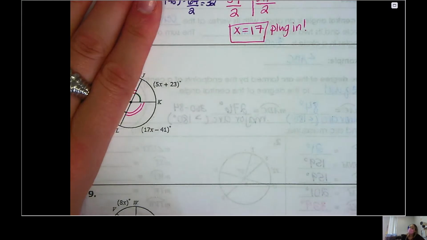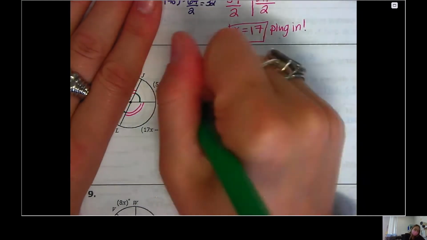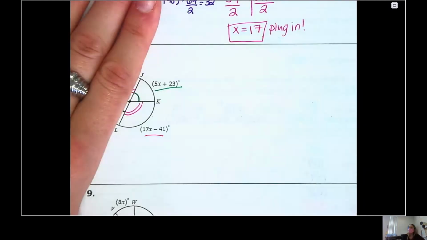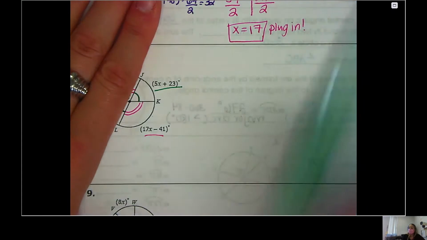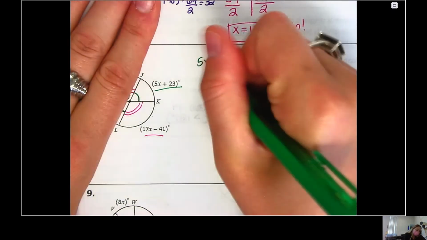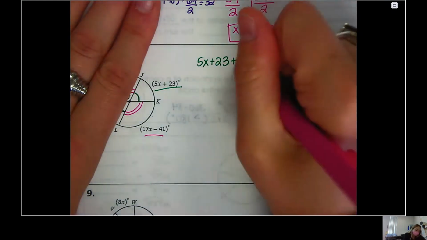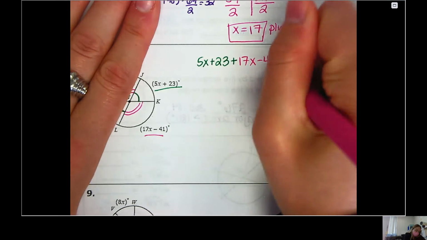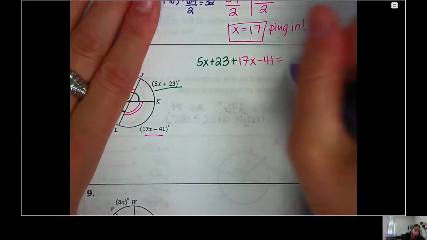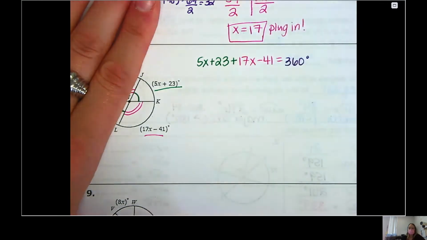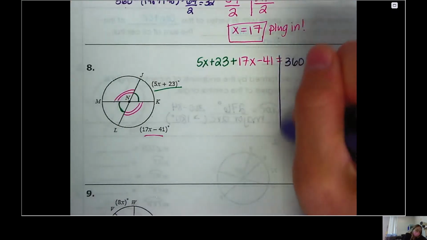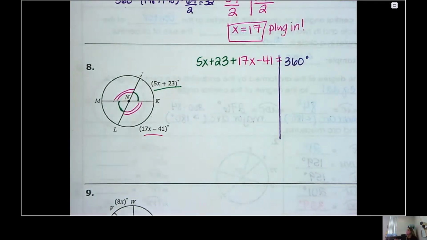It equals 180 because this right here is the diameter. So I want to set up an equation that says if I combine these two, I should get 180 degrees. So that's going to be my equation: 5x plus 23 plus 17x minus 41 gives me 360 degrees. And then it just becomes, again, an algebra problem, and you're going to do it the same way you did the last one. You're going to solve for x, you're going to plug it in, you're going to solve your unknown angle measures.